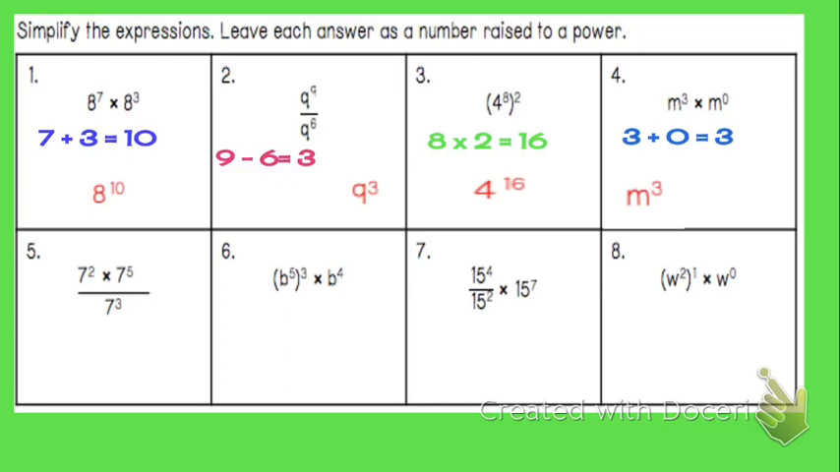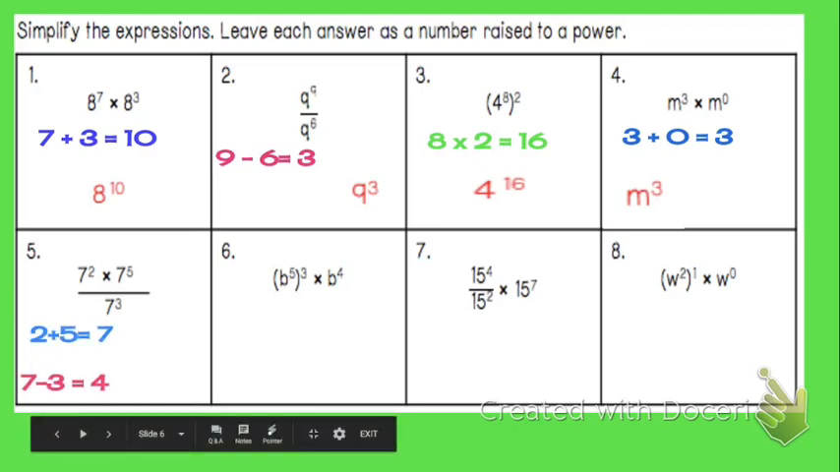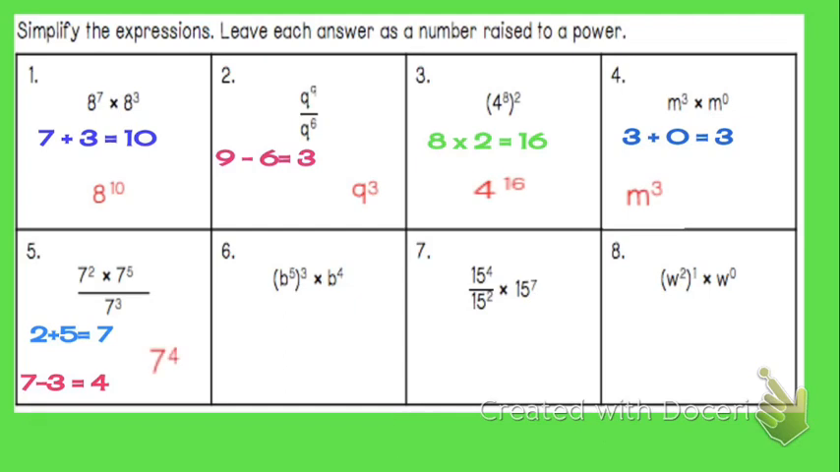So number 5, we have a couple of steps before we get to the final answer. We're going to do the top part first. 7 squared times 7 to the 5th power. Those two have to be added together. So 2 plus 5 is 7. And then we're going to say 7 minus 3 is going to give us 4. So our final answer is going to be 7 to the 4th power.